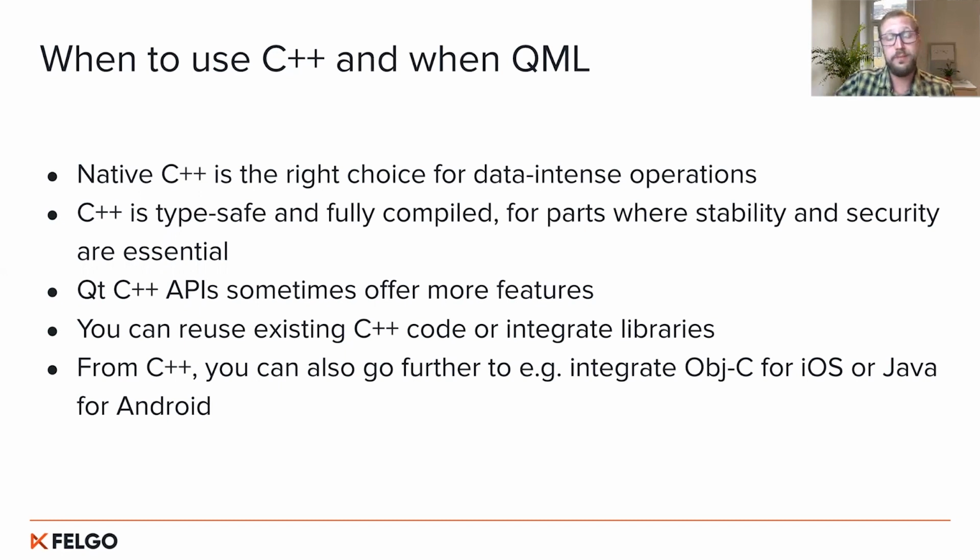When talking about the mobile platforms and cross-platform development, from C++ you also have the option to go further and integrate Objective-C code or Java code for Android. So you can really use it as the main point for going away from QML and bridging to other languages, also to integrate libraries, for example.